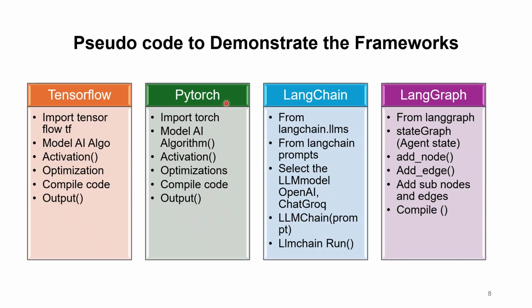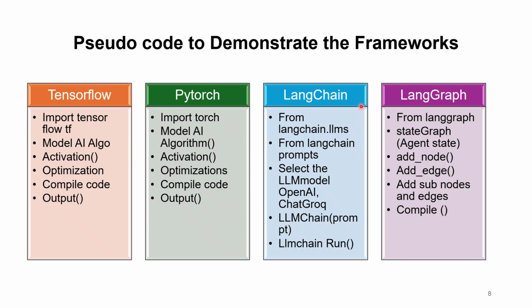If you have decided to use PyTorch, then the first step is import the PyTorch framework, then choose the model as we discussed in the previous slides. If it is a machine learning reinforcement learning algorithm, then call that algorithm. If your application is self-driving cars, then choose PyTorch. Then call the AI algorithm, activation functions like ReLU or Sigmoid, and then optimizations, and then compile the code and you have the output.